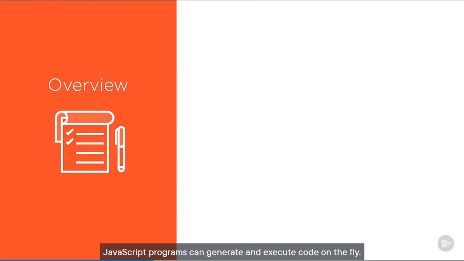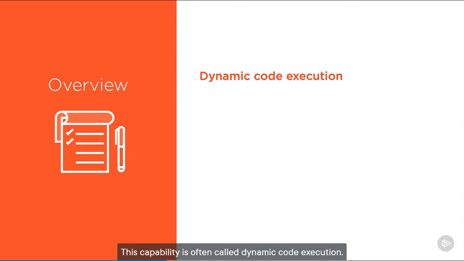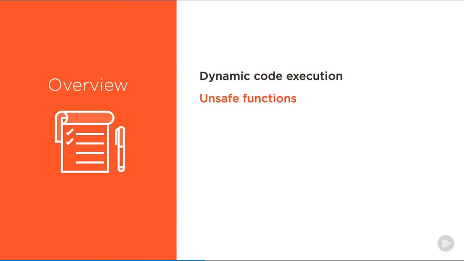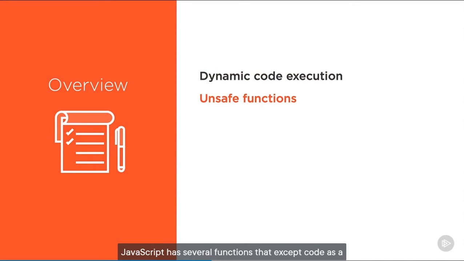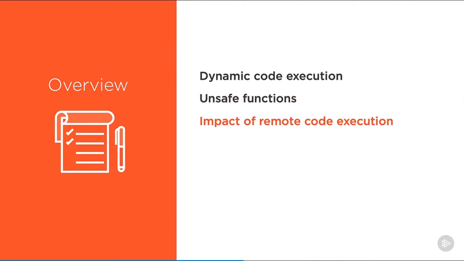JavaScript programs can generate and execute code on the fly. This capability is often called dynamic code execution. If this code is constructed based on input data, and if attackers can tamper with this data, they may find a way to get their code executed. JavaScript has several functions that accept code as a string parameter and then execute it. We will learn what those functions are and what the differences between them are.